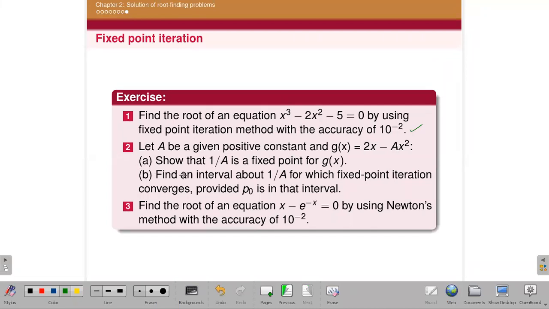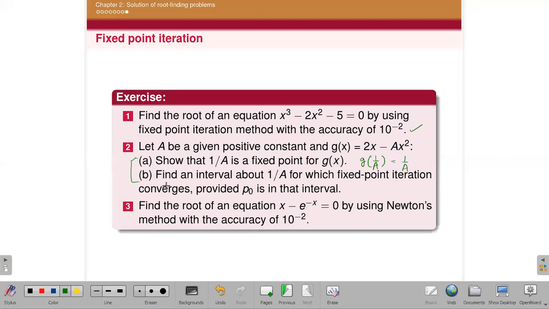And in the second, you can see here it is a positive constant and g of x is equal to this. And you have to do this a and b part here. Show that 1 by a is a fixed point for this g of x. Here you have to just check it. If you put 1 by a, you should get 1 by a. So this is the first part.